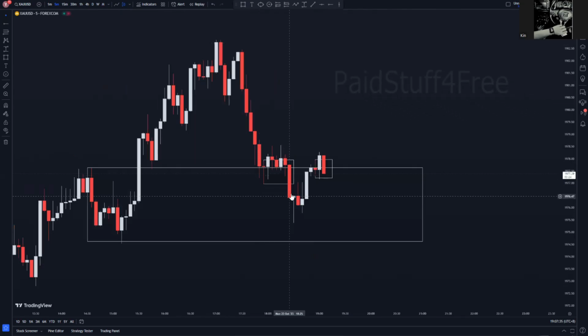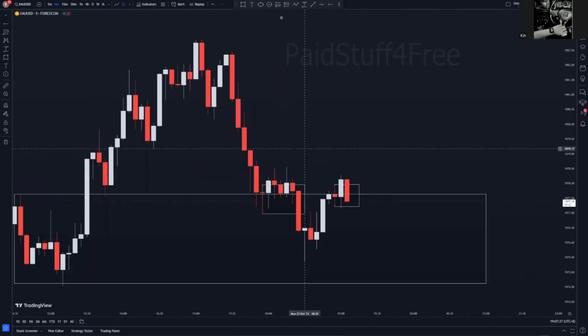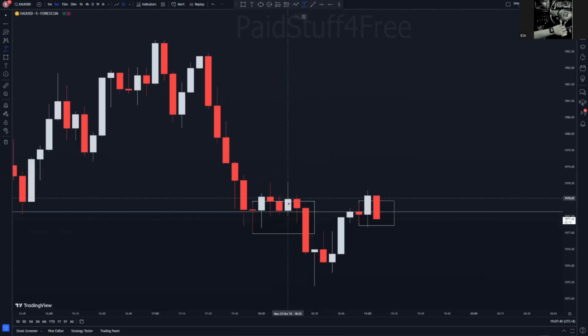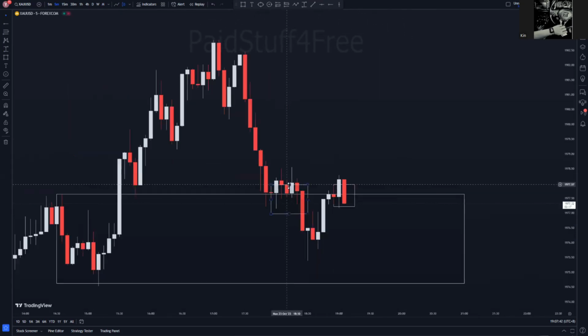For example, the price breaks like this. So what should we do? Do we need to cut the loss? Yes, cut the loss. The way to cut the loss is like this. Either you can cut after the price closes below the zone, or the price closes below the zone and makes a pullback somewhere around here, and then you can close.